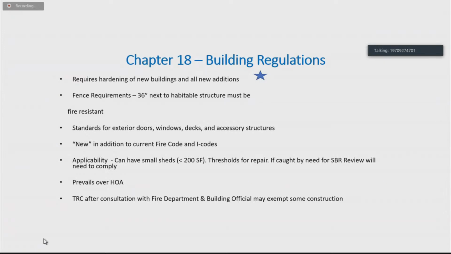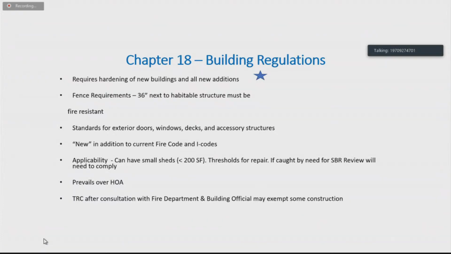There's some applicability. It's not including everything that requires a building permit, and it does apply to things that maybe don't necessarily have to have a building permit. There are some exceptions. You can have small sheds, by way of example, that are under 200 feet, so you can still order your shed from Lowe's or order it on Wayfair. There are thresholds for repair, so if you're doing a repair or remodel and you're at what the building code calls a level 1 or level 2, you're not going to be caught. But if you're a level 3, you're going to be caught by these new regulations.